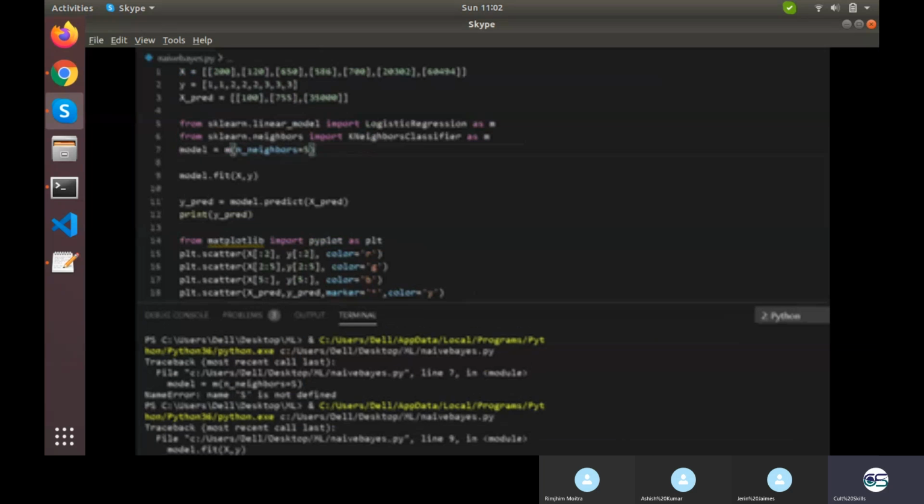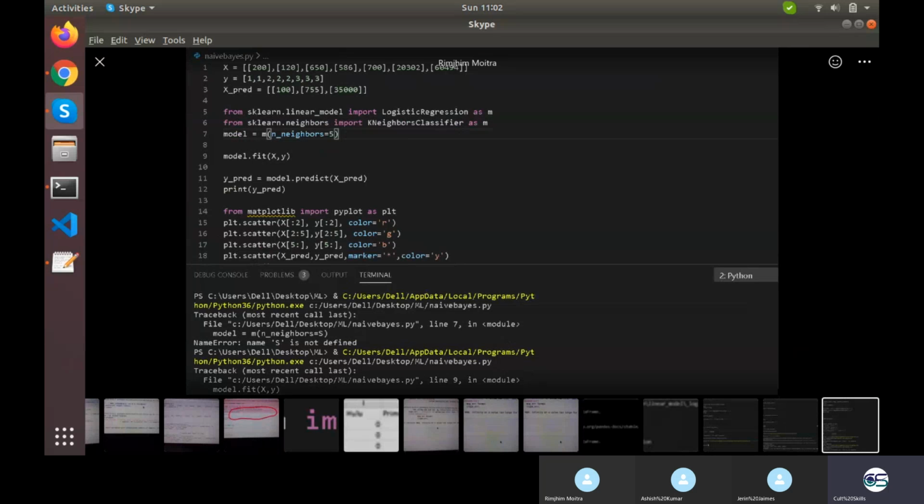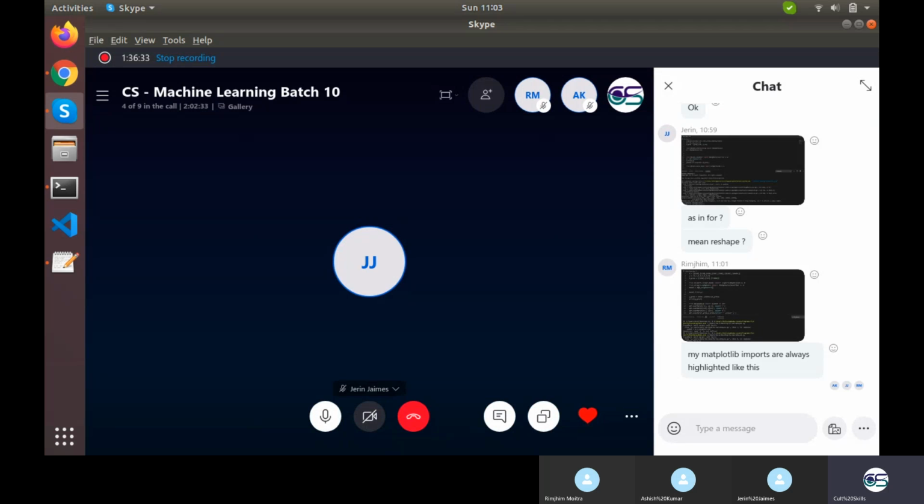Because in the environment of VS Code you are using, in that environment Matplotlib I guess is not installed. That's why it is highlighting like that. Whereas on the compiler you will be using, it will be installed if it is working with that.